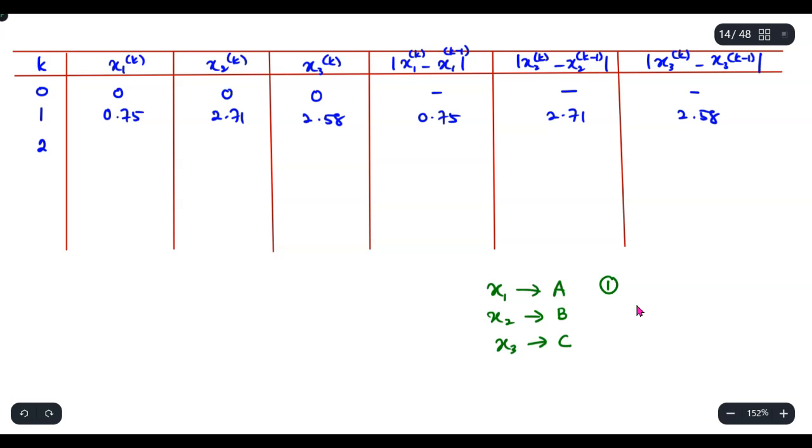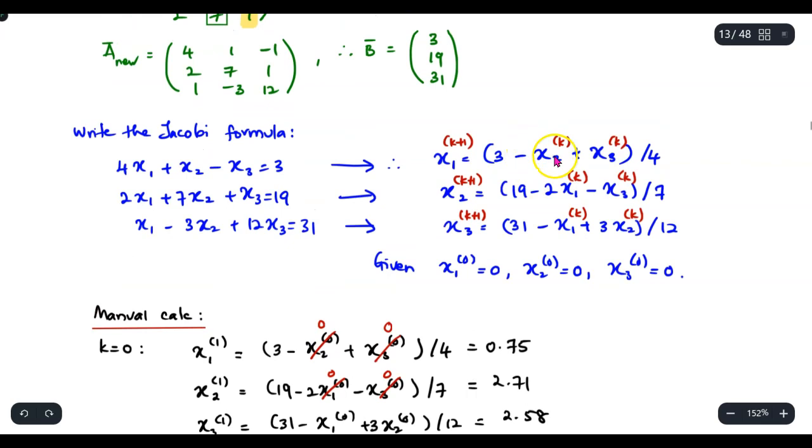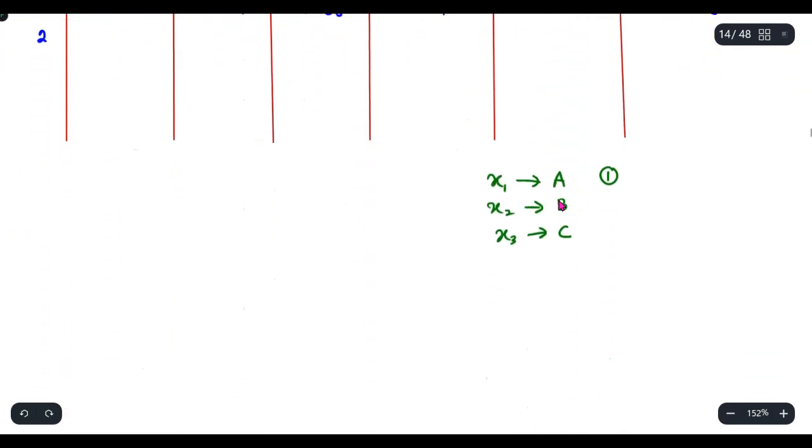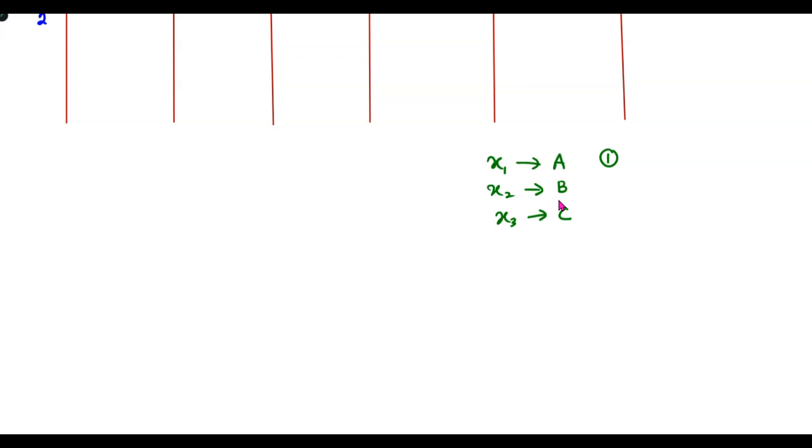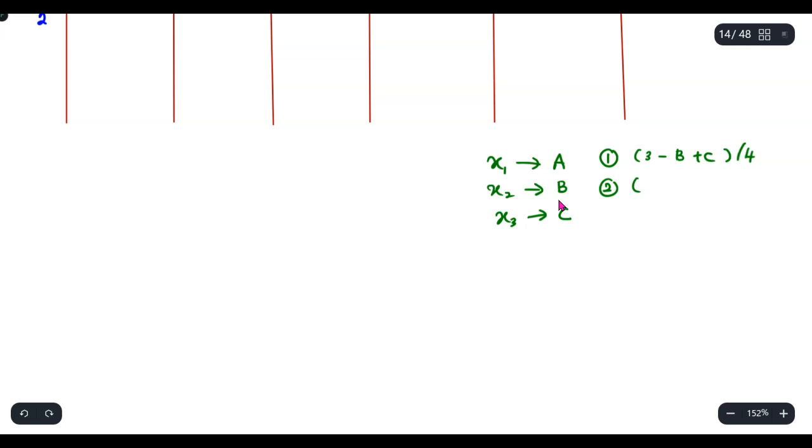Okay, so the first one is your equation of x1 just now. So in terms of a, b, and c, we have now 3 minus b plus c over 4, right? Then equation number 2, we want to store 19 minus 2a minus c over 7. And lastly, we put 31 minus a plus 3b over 12.